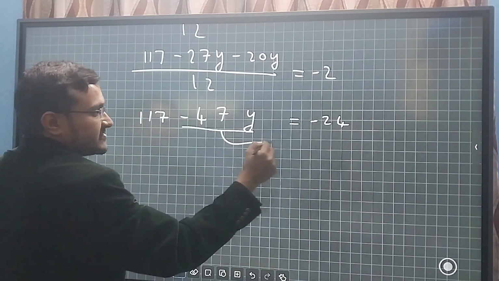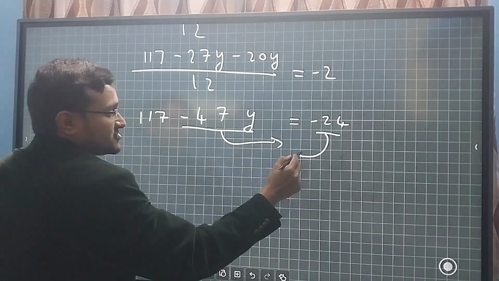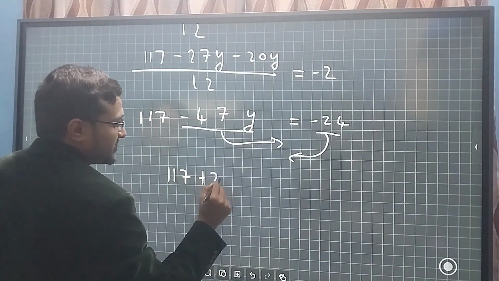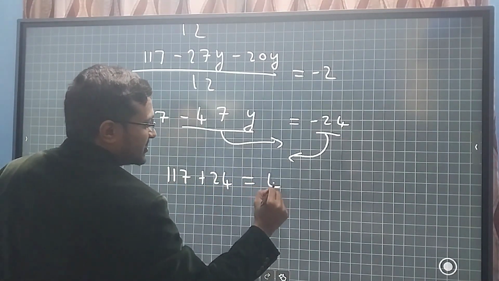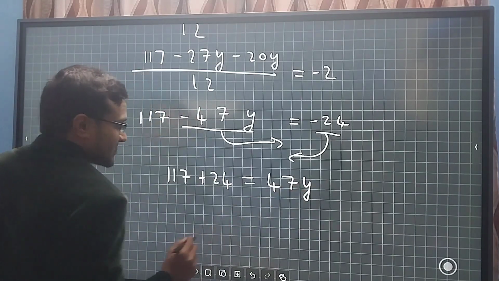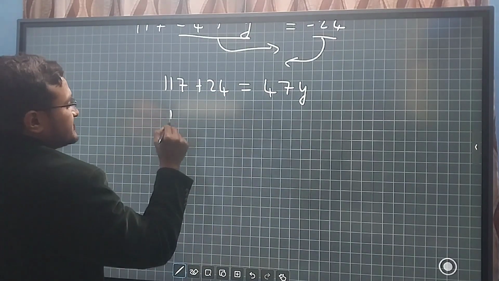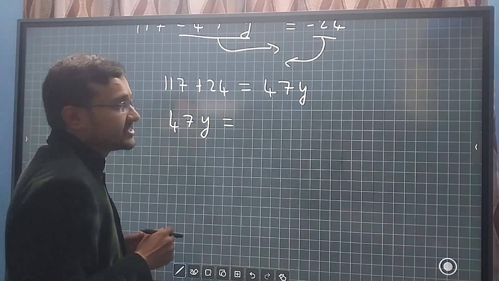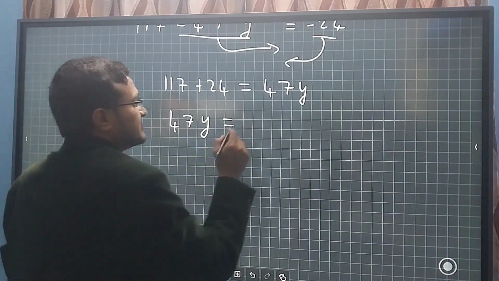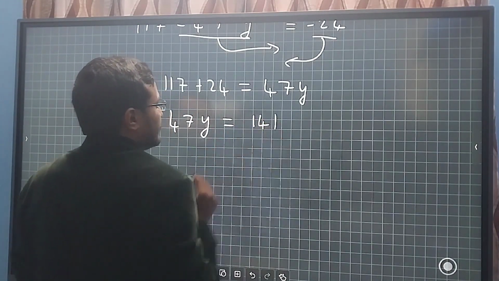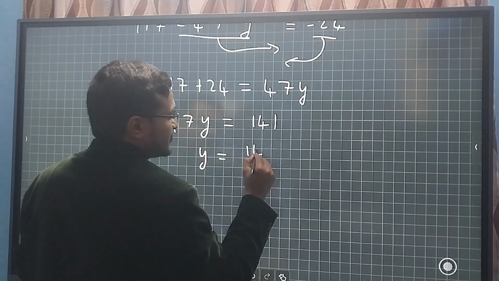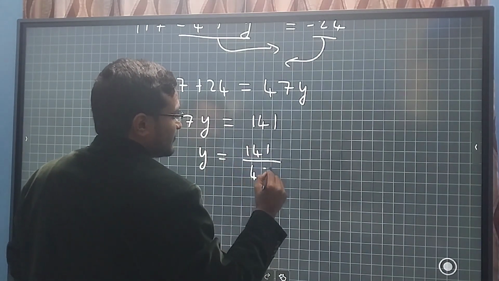So this minus 47y you can take to RHS, this minus 24 you can take to LHS. Then it becomes 117 plus 24 is equal to 47y. So now I can just interchange this. So 47y is equal to 117 plus 24, which will be 141. So here 141 is there. So y is equal to 141 divided by 47.